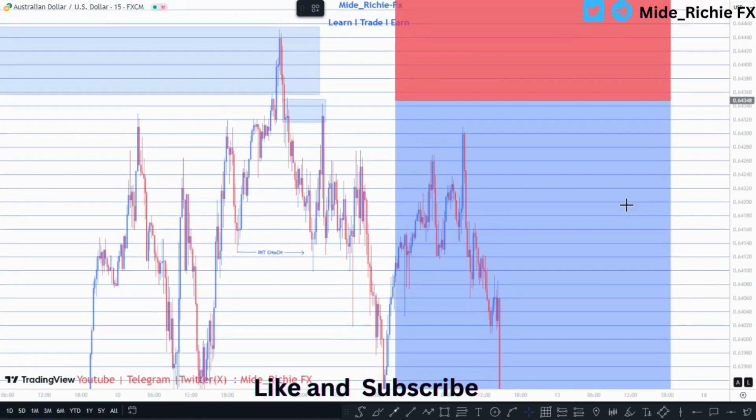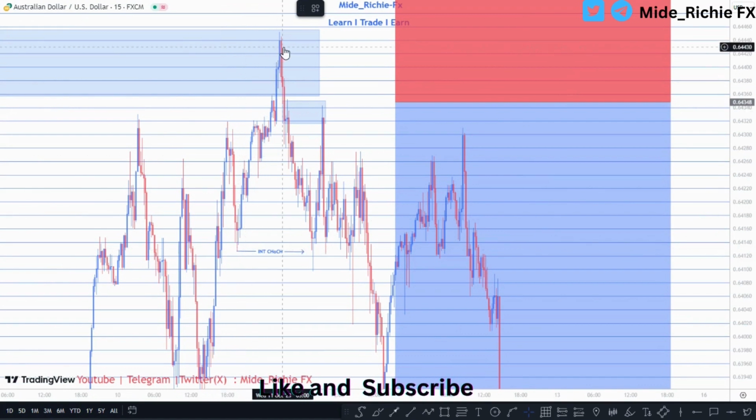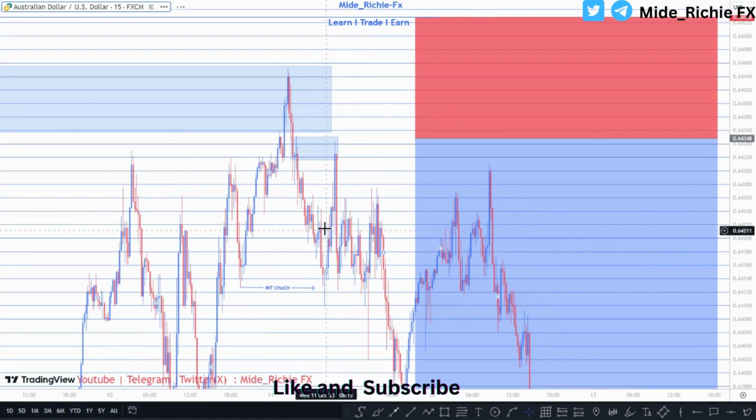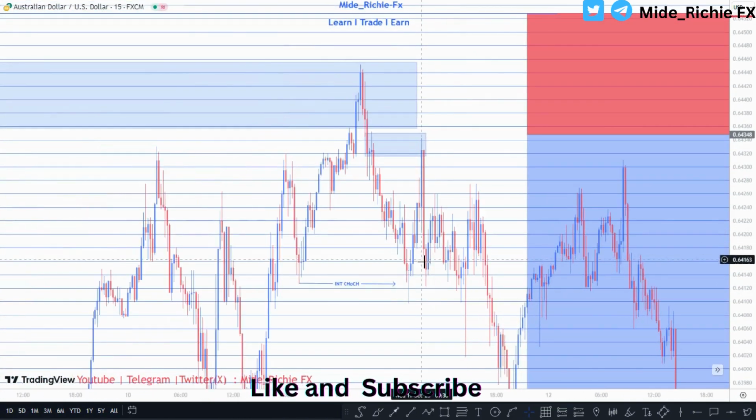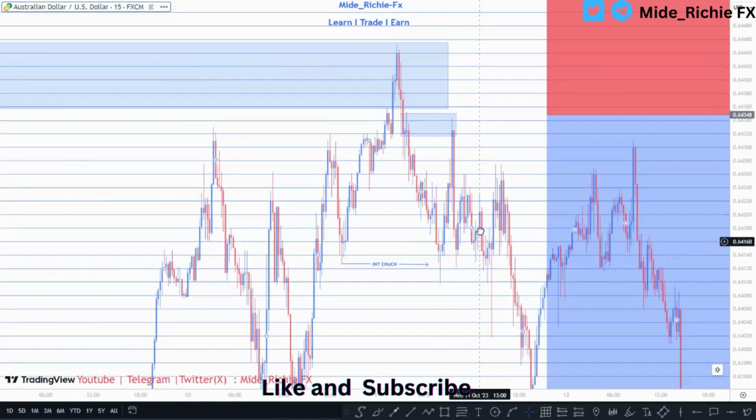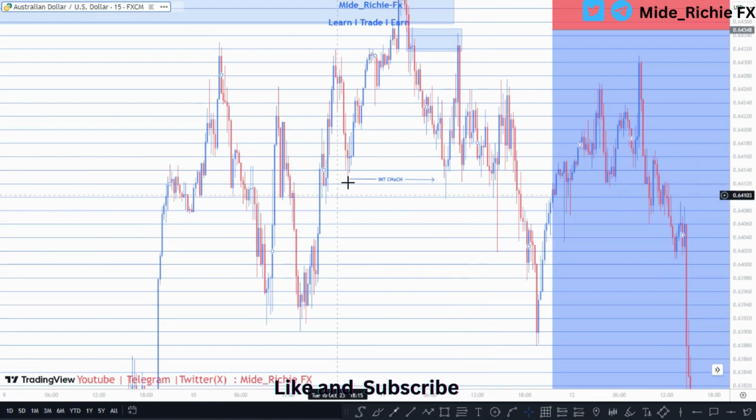So you guys can see the market actually created this low before the re-mitigation of the supply zone. After the supply zone, the market came back down to take the low. That's an internal change of character, because I can't really call it a very valid change of character. Why? It can still serve as an internal range liquidity whereby the market will come mitigate the supply zone, I'm sorry, this demand zone.